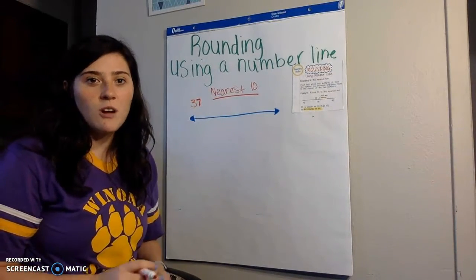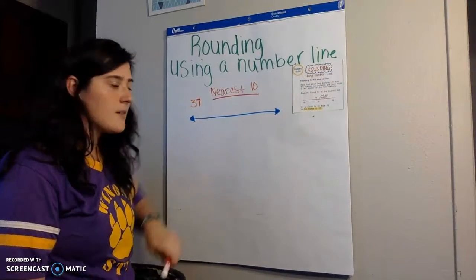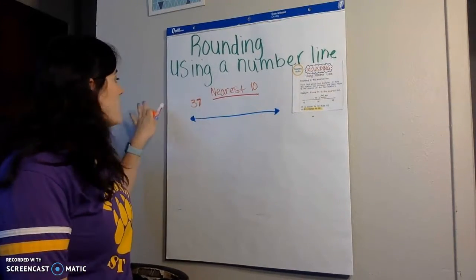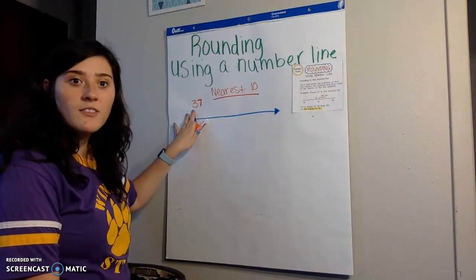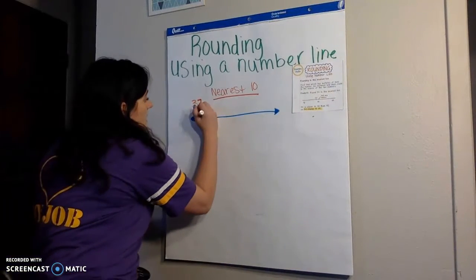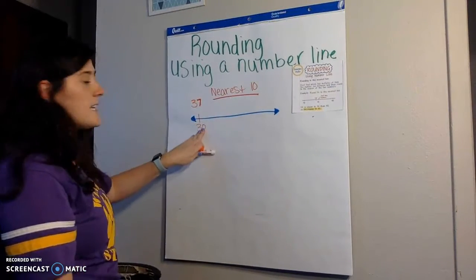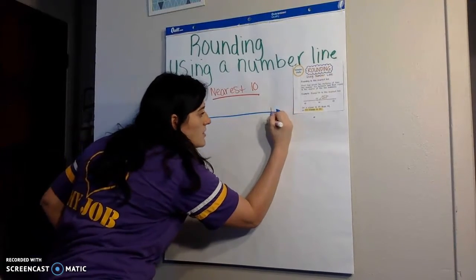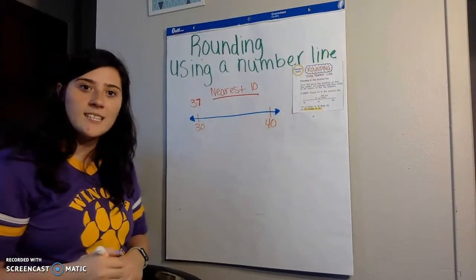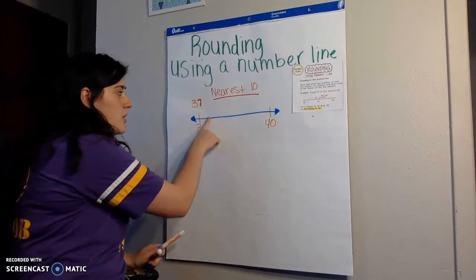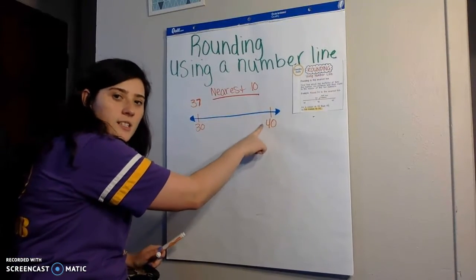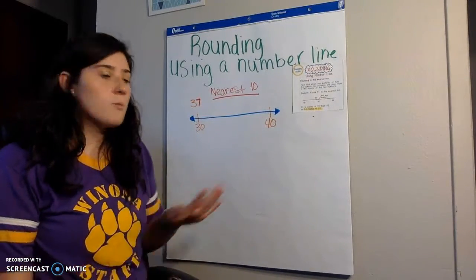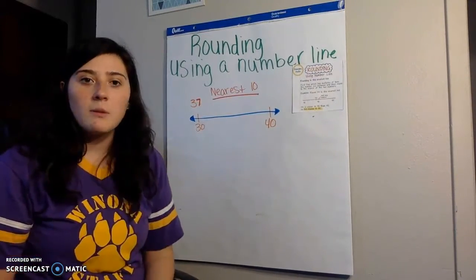So the very first step that you're going to have to do is fill in your number line with the nearest tens that you can think of for 37. Right off the top of my head, I know that 30 is going to be one of my nearest 10s. So I'm going to put 30 right here, and then I know the closest 10 is also going to be 40, because if I count up from 30 to 40, that's 31, 32, 33, 34, 35, 36, 37, 38, 39, 40. So that's my nearest 10. Right now I have my 30 and my 40 labeled on my number line.